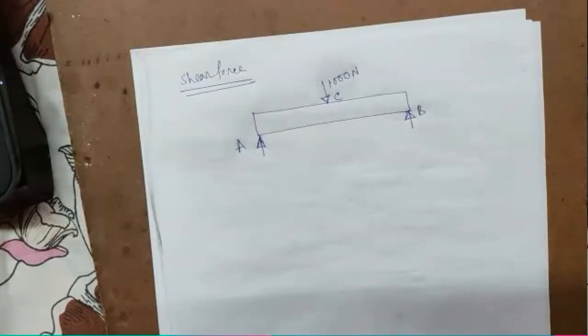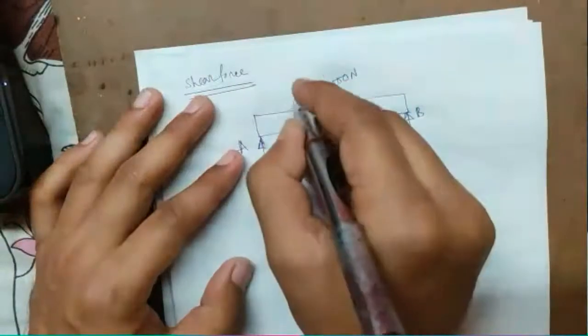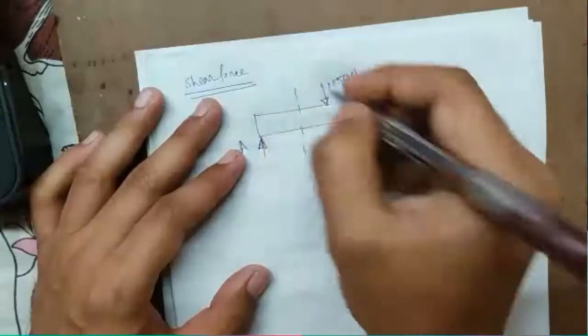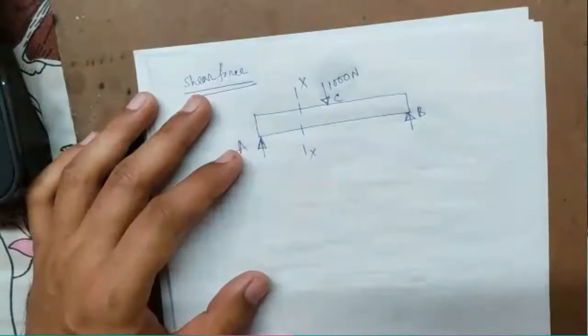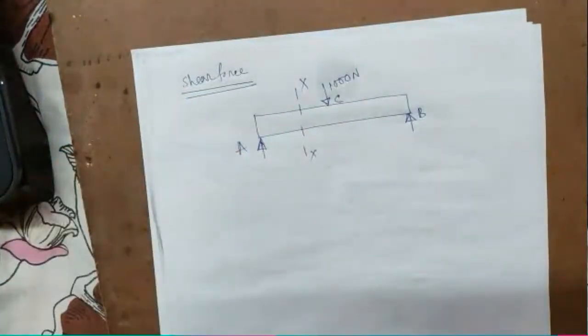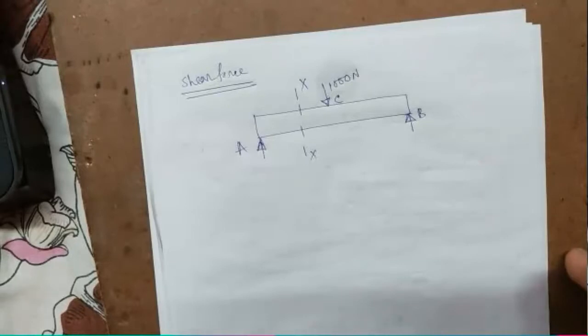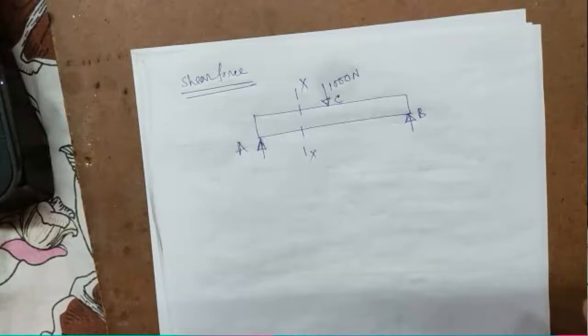you have to take any section. We call it, say, section X. Now, the shear force is the resultant vertical force acting at that section. The resultant force acting on any of the parts normal to the axis of the beam is called the shear force at that section XX.